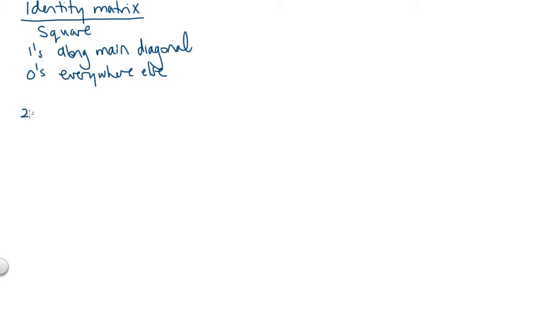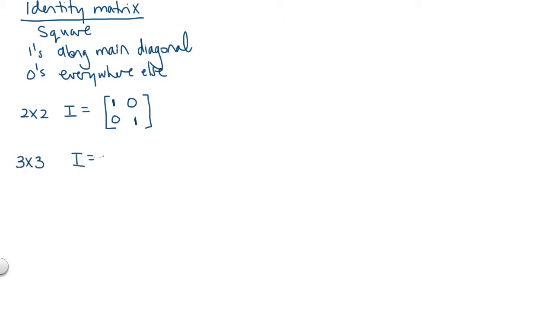Okay, so let's start with the simplest case, the 2 by 2 identity matrix. 2 rows, 2 columns, so it's a square matrix. The main diagonal, that's the diagonal that starts at the top left and goes down to the bottom right. So there's ones along that main diagonal, zeros everywhere else.